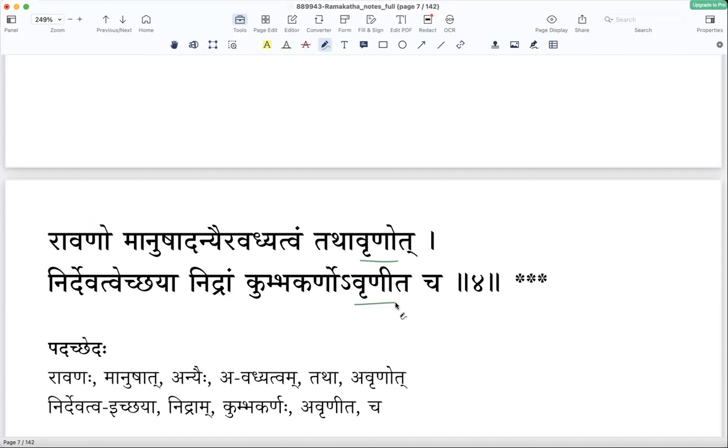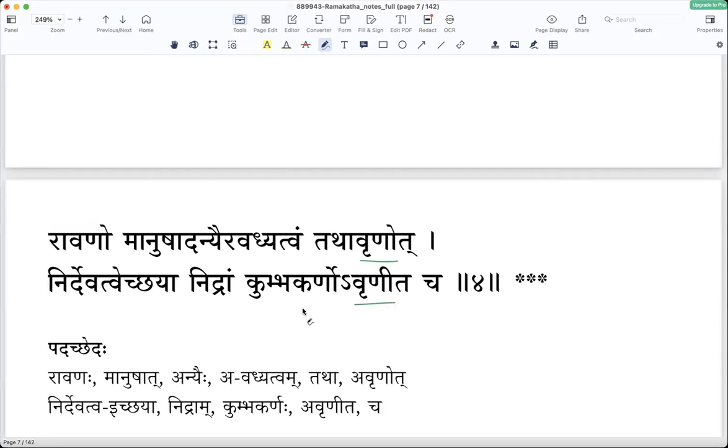So, manushat anyaihi. Manusha is the entire vargam of manushya. Vargam is called manusha. Manushya jati, the species, is called manusha. So manushat anyaihi means by any species other than manushya. Nobody else other than manushya can kill him. That's what he asked for.